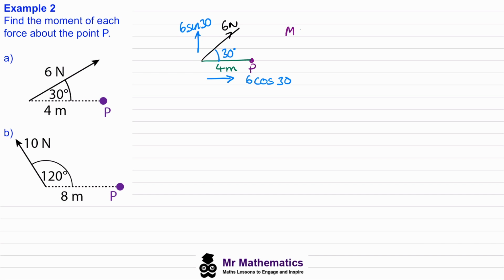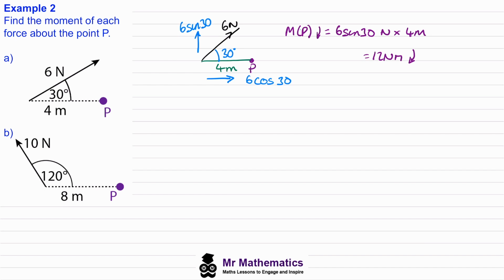So the moment acting on P in the clockwise direction will be the magnitude of the vertical force, 6 sine 30 newtons, multiplied by the distance, 4 meters. We can work this out as 3 newtons, so this will be 12 Newton meters, acting in the clockwise direction. Okay? So do you want to try and work out the moment acting on P in question B? You can pause the video, and when you come back, we'll go through the worked solution.